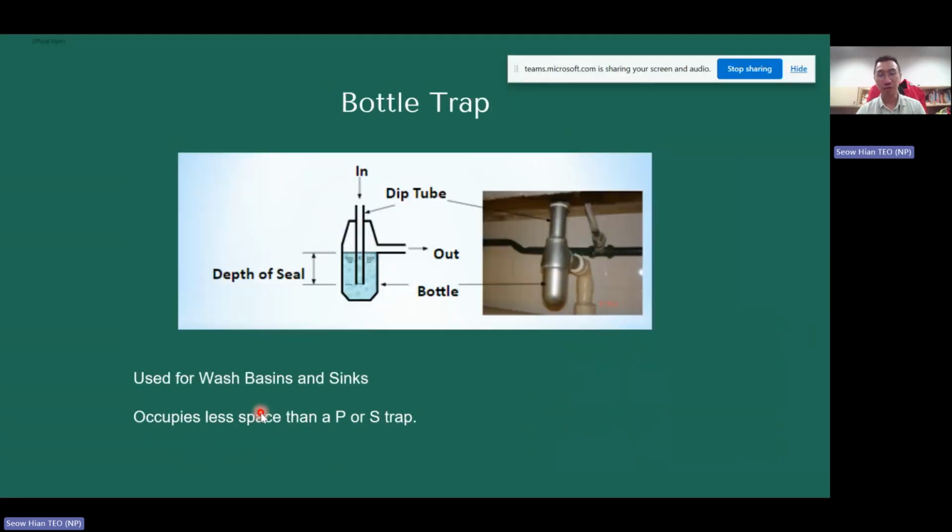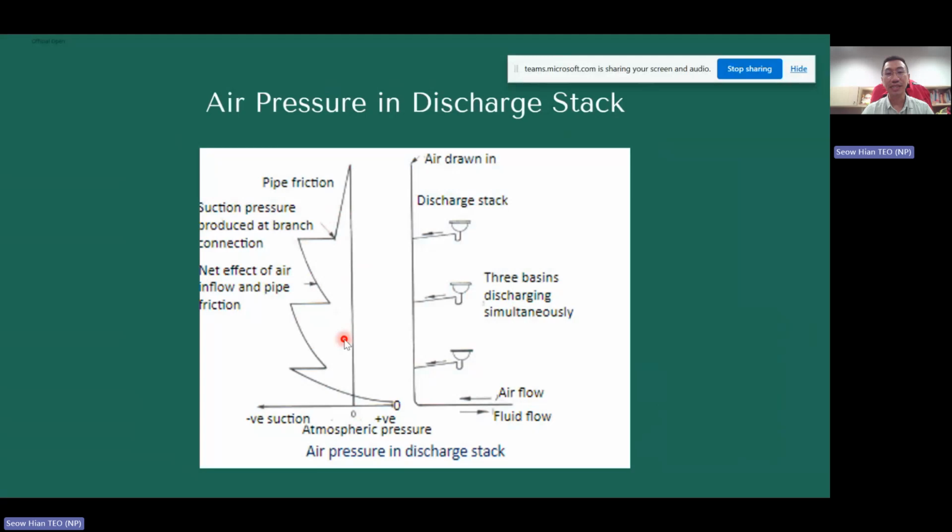So bottle trap is something we always see in the sink. Water goes in, bubbles through, then goes out. So foul gas from outside coming in is more difficult because it's blocked by the water. Air pressure in the stack goes up, discharge comes down, and of course there should be air coming in. On the left-hand side, atmospheric pressure is here, so it gets a little bit negative, suction by pressure. So there's discharge, and it will get discharged this way with some positive pressure.